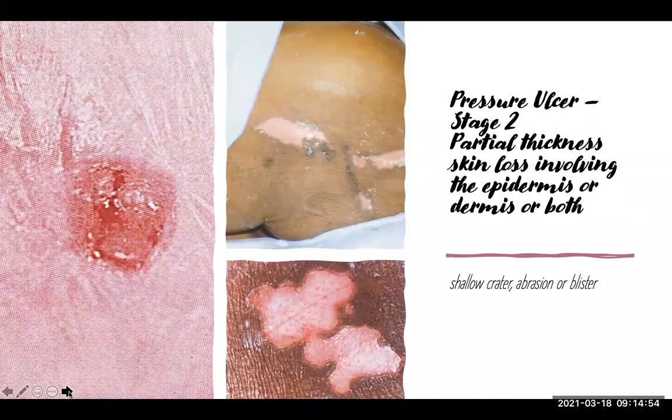Stage 2, partial thickness wound. It's loss of the top layer of skin. So the epidermis, it's almost like an abrasion, you know, someone comes in, the top layer got scraped away. That's kind of what you're looking at, a stage 2. Now, remember, all these wounds that we're talking about, pressure ulcers, they are occurring over a bony prominence. So it has to fit that definition also. So stage 2 often looks shallow, like a crater abrasion. Blisters are considered stage 2 pressure ulcers.